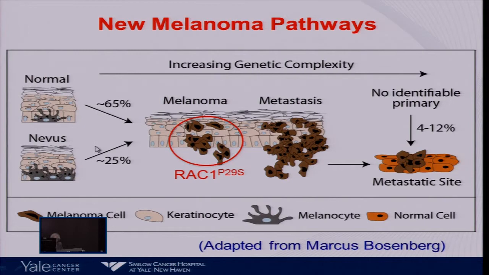Melanoma can arise from normal skin, from individual melanocytes, about 65%, or from nevi. About 25% of melanoma arise from nevi, and the cells start to proliferate. The way we think about RAC1 is that it is the kind of change that will facilitate the migration of the cells from the epidermis. The epidermis is a very, very constrained organ. The cells cannot really move from one place to another easily. But this mutation allows the malignant cells to move from one place and to metastasize.